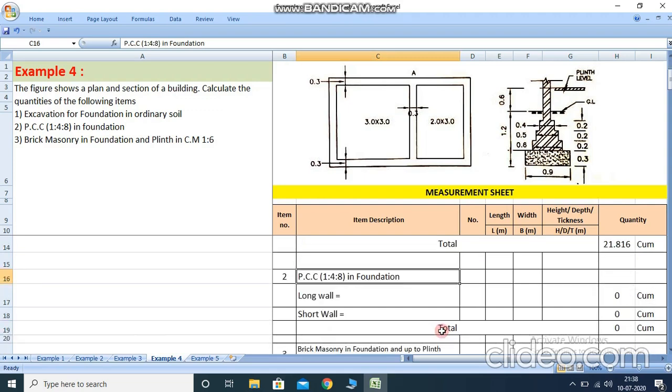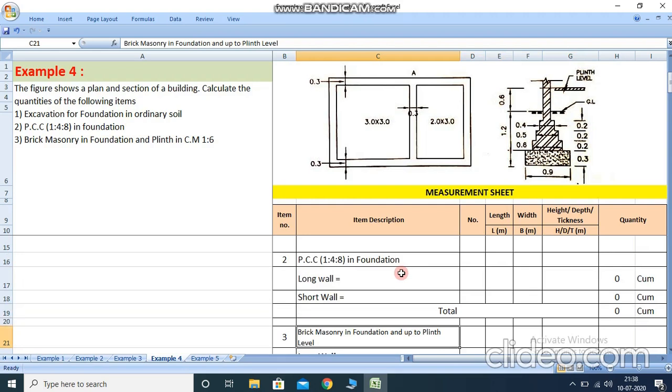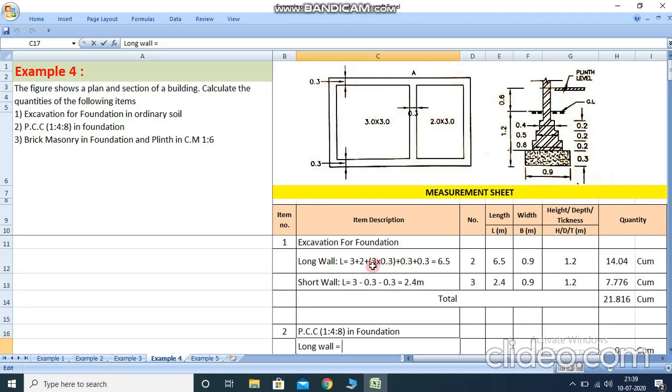Now we start the second part, the PCC for a foundation. So for finding out the PCC work for a foundation, we already found the total length of the excavation. At the excavation part, we prepare or do the PCC work. So the total long wall length, already calculated, is 6.5. So the same length we put here. So L is equal to 6.5.